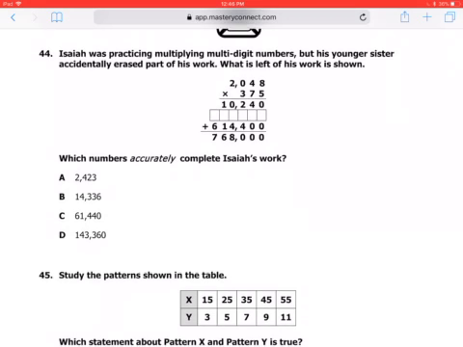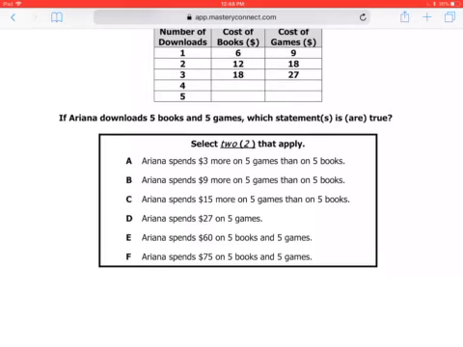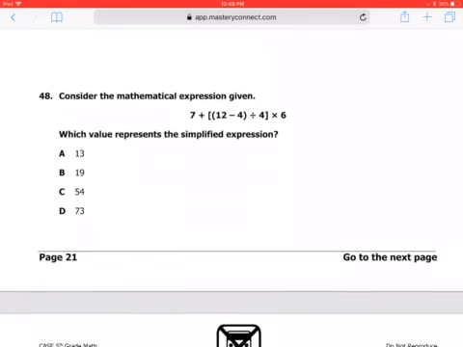A, Ariana spends $3 more on 5 games than on 5 books. B, Ariana spends $9 more on 5 games than on 5 books. C, Ariana spends $15 more on 5 games than on 5 books. D, Ariana spends $27 on 5 games. E, Ariana spends $60 on 5 books and 5 games. F, Ariana spends $75 on 5 books and 5 games.